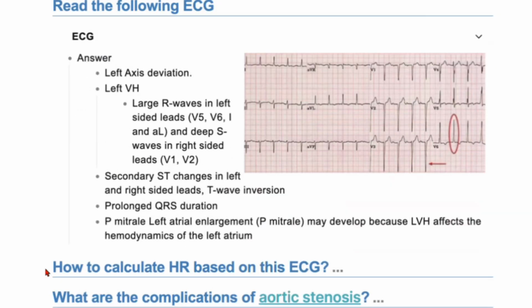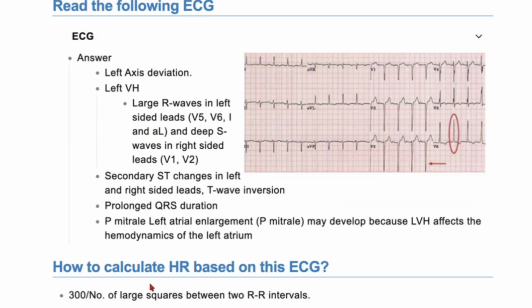Right? So you will say, well, the fact that this is a regular rhythm, so I can use the short method, which is 300 over the number of the largest squares between the two RR intervals. And therefore, looking at this one, the heart rate will be estimated at 150, all right? Because you have, well, 2.5 squares or 2 larger squares. So it's pretty much 150 or 140 to 150.